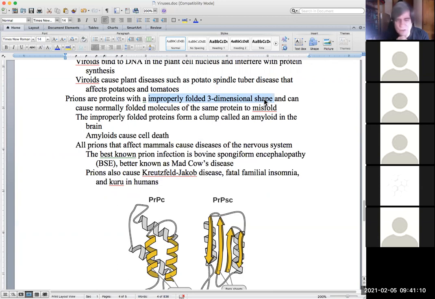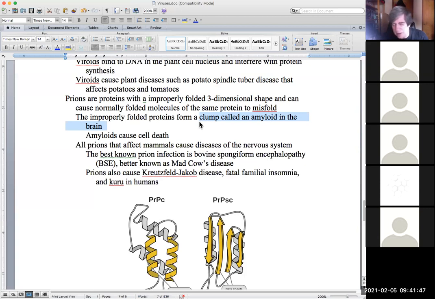And what happens is when prions get into a cell, they can cause other molecules of the same protein to misfold and change their shape. And all these abnormally folded proteins end up forming a clump. And this clump is generally in the brain because all the prions that have been discovered so far affect the nervous system, and they affect the nervous system of mammals.